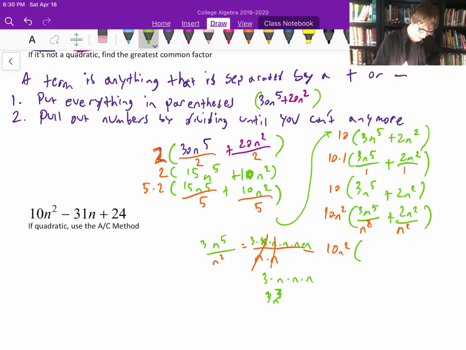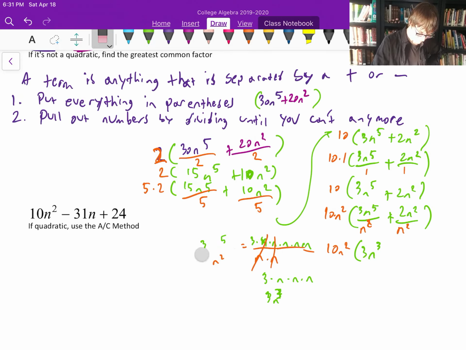So n to the 5th divided by n squared: 5 minus 2 is 3, and n to the 5 divided by n to the 2 is n to the 3. So this is 3n cubed.